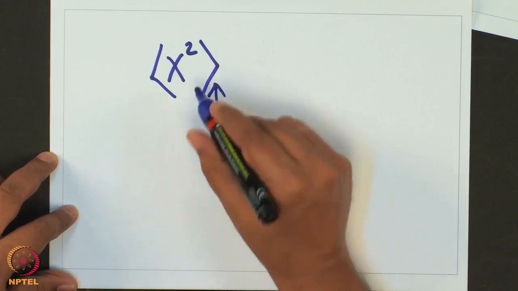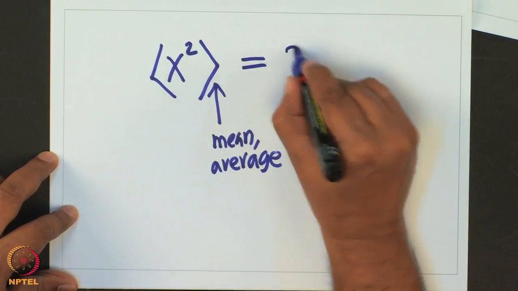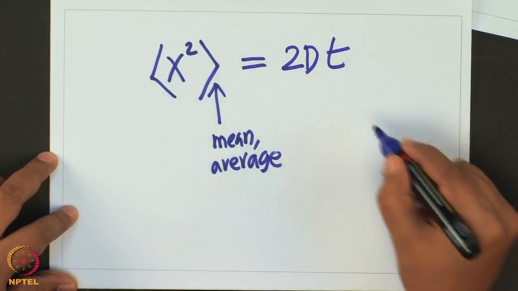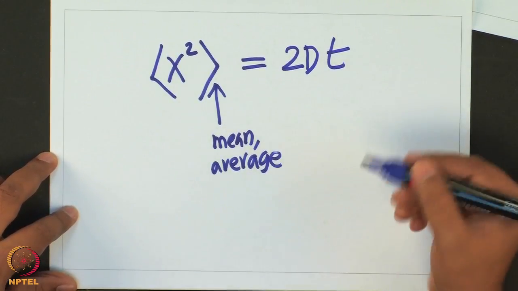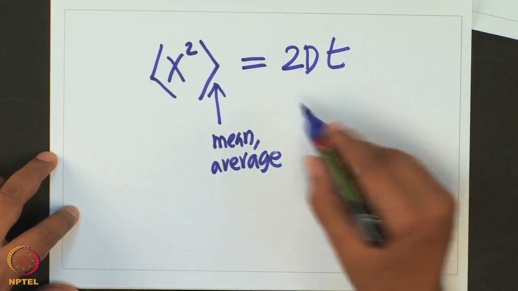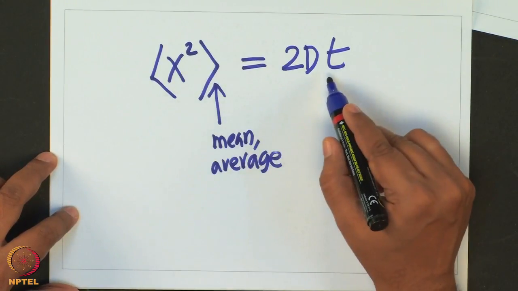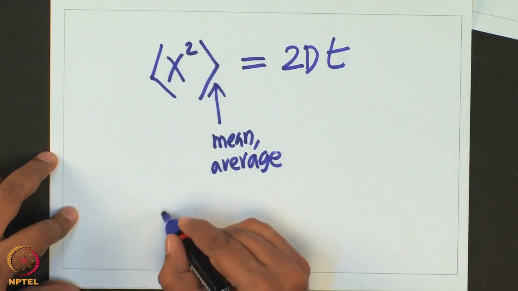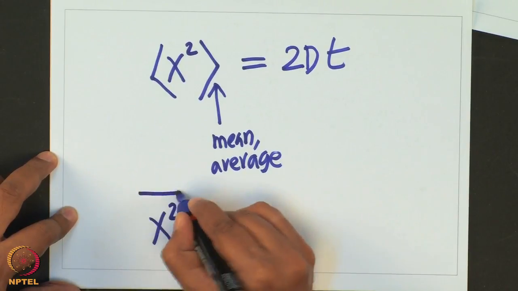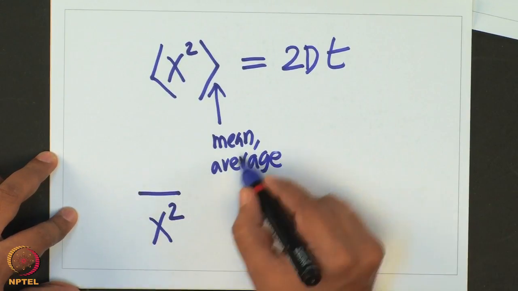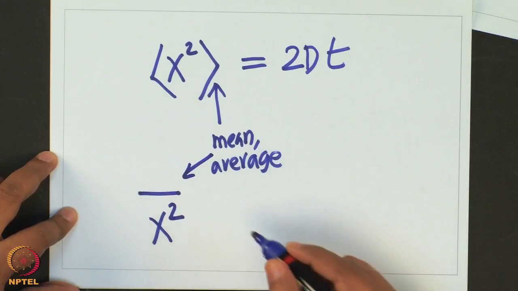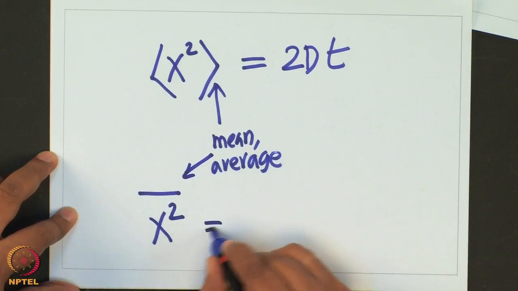Mean, average, this angular bracket means the average. x square average is equal to 2Dt in one dimension, and in 3 dimensions it will be 6Dt, in 2 dimensions it will be 4Dt. So x square average is 2Dt. This is also sometimes written as x square bar. Bar would also mean average or mean. So this is 2Dt.